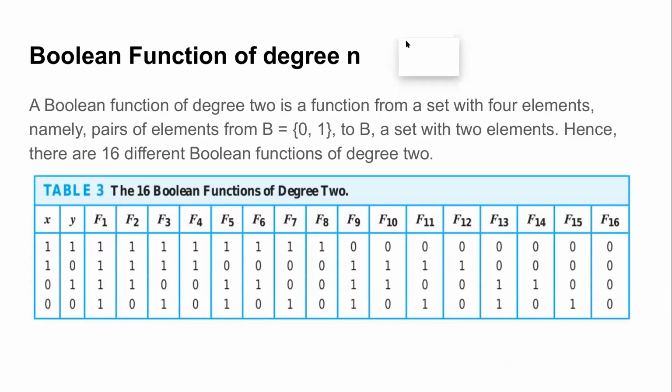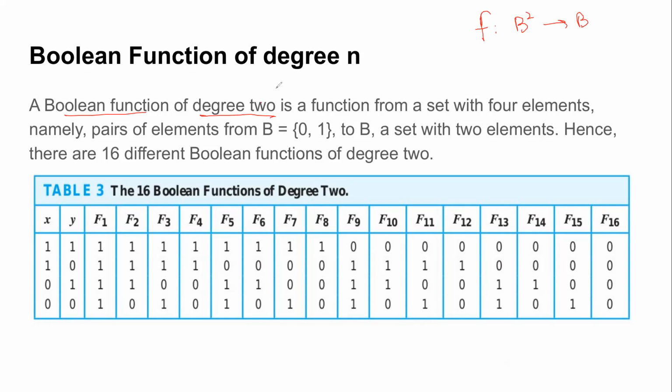Let us try to see how we can count or keep track of how many Boolean functions we can actually declare of a particular degree. Before I generalize it to degree n, let us consider a simple case wherein I have a Boolean function of degree 2. Let's try to break it down. I have a Boolean function of degree 2, meaning the function is from B^2 to B.